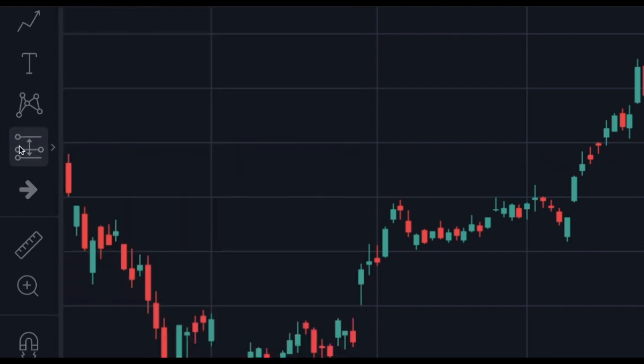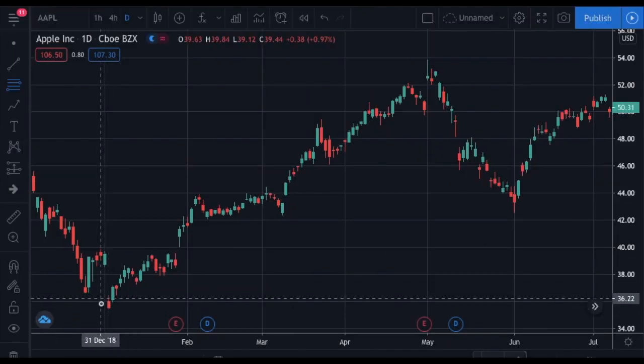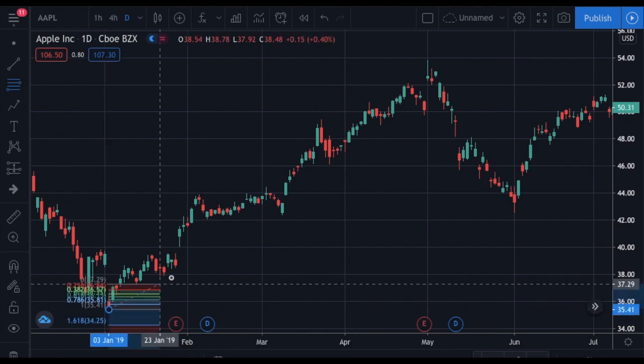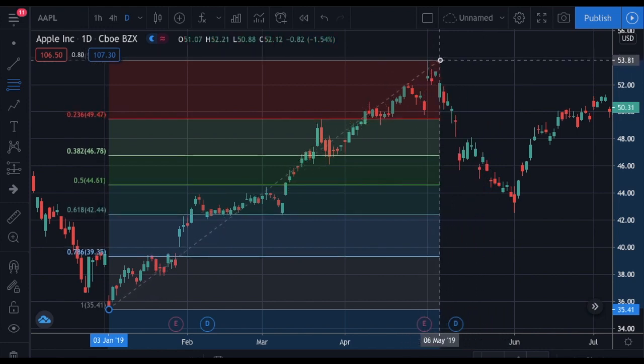After we select our tool, we will find the lowest swing point, which is here, and we will click here to start drawing our tool. Then we will find the highest swing point and click there to finish our drawing. You can slide the chart to left or right if it makes it easier for you to see. So, it looks cool, right?